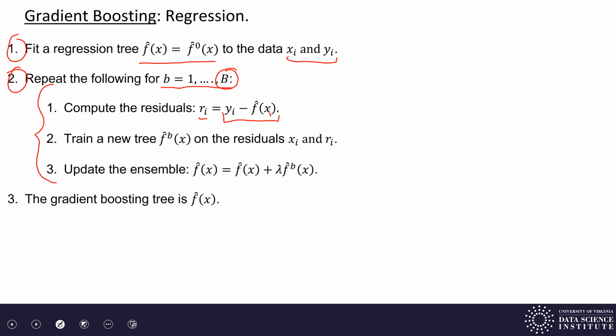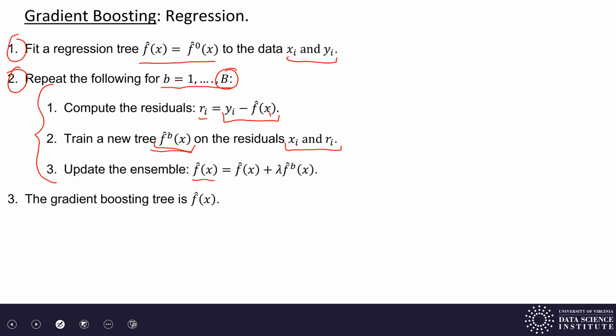And so Ri is going to be the error. We call it the residuals, but it's the error for the ith data point based on the current ensemble f hat. And then we're going to train a new tree, which is going to be fb. It's going to be the next tree in our ensemble. We're going to train it on the residuals, and that means that we treat the Ri's as our new Y values for our data. And so that creates our new tree fb, and then we're going to add that to our ensemble, and that's what we do in the next step.